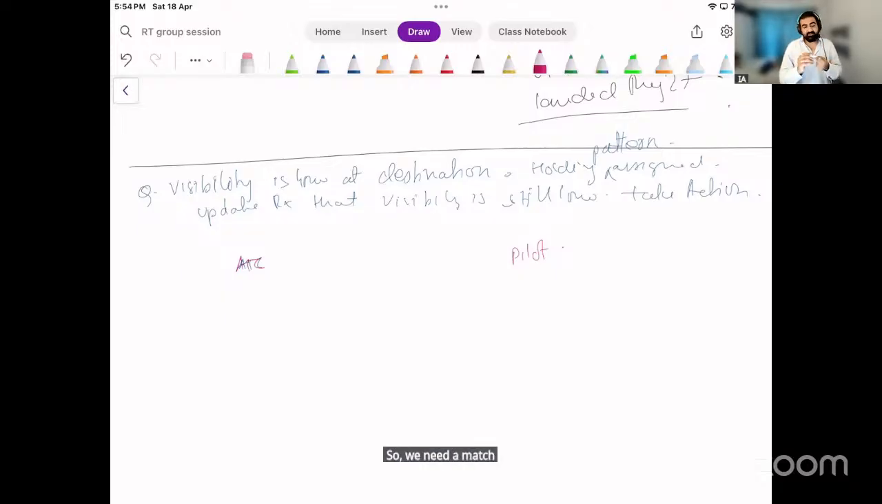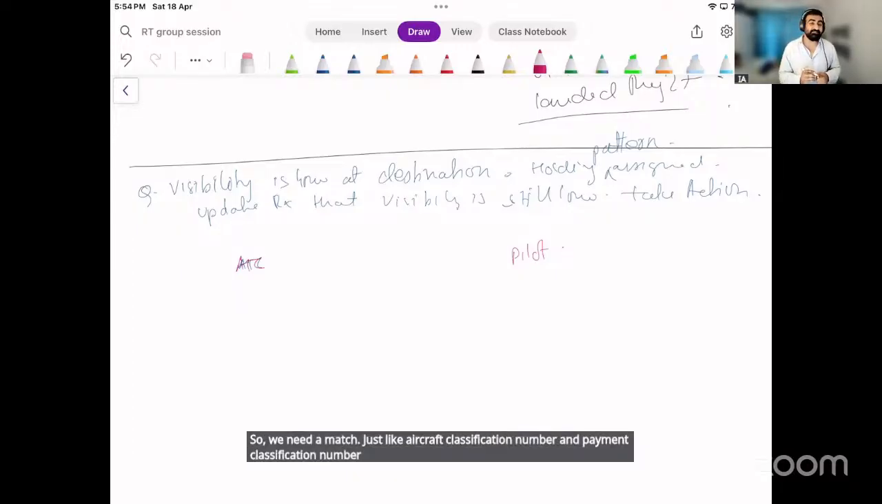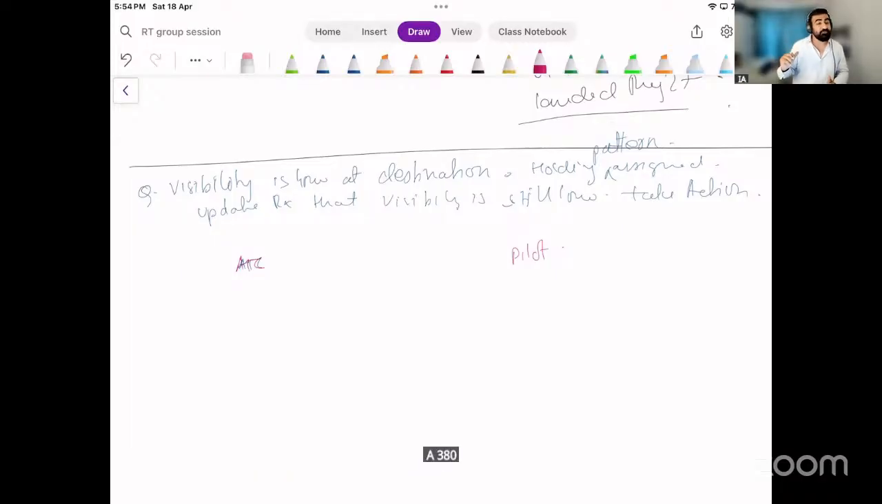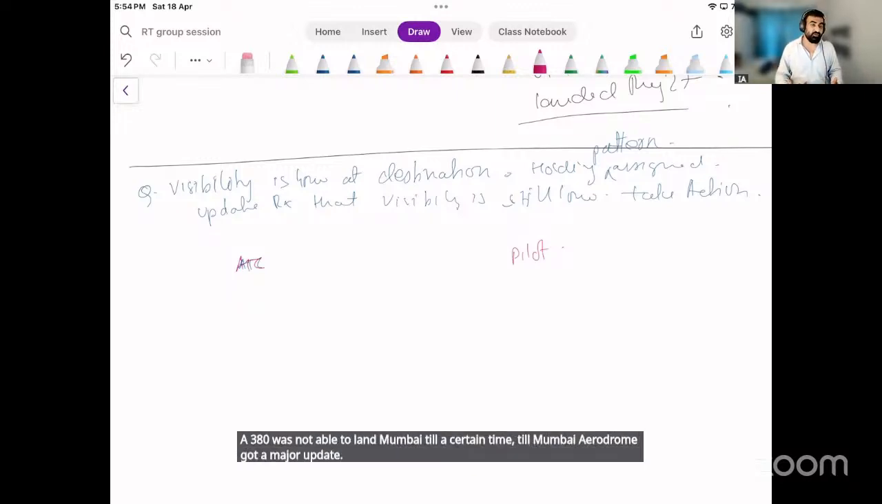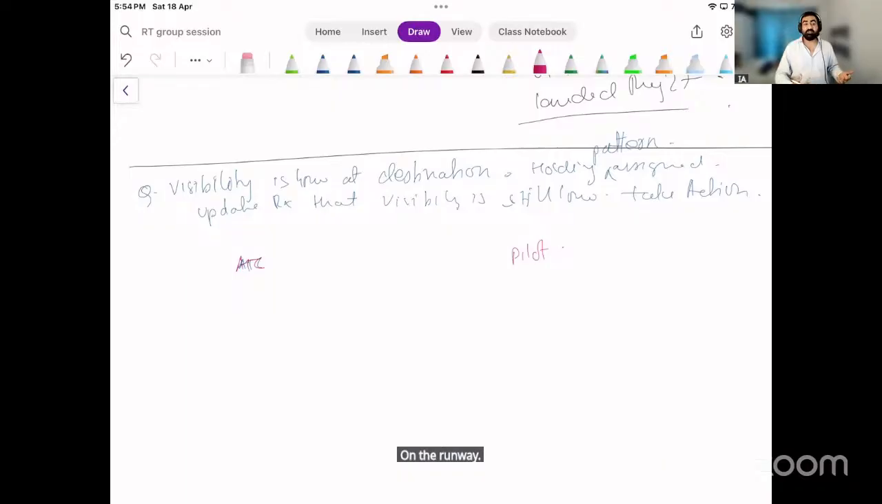Just like aircraft classification number and pavement classification number, ACN and PCN. A380 was not able to land at Mumbai till a certain time, till Mumbai aerodrome got a major update on the runway. Only then the aircraft was allowed to land, because the ACN and PCN were not matching.